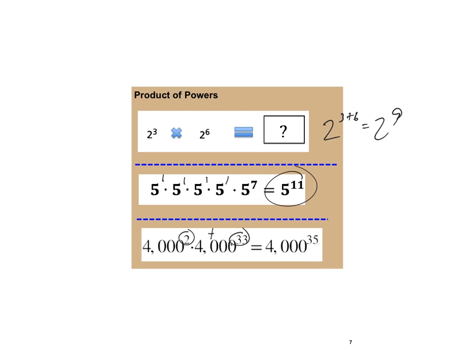Notice how here we've got a base of 2, here's all these base 5s, here's the base 4,000s.